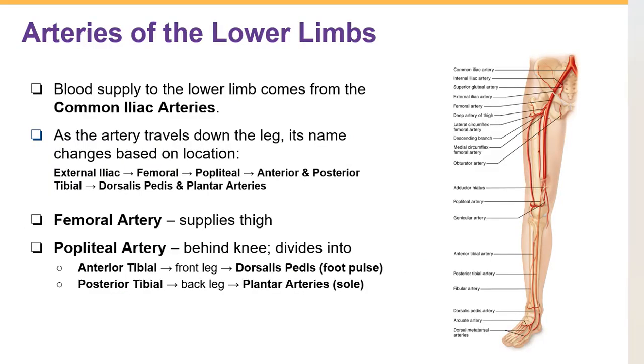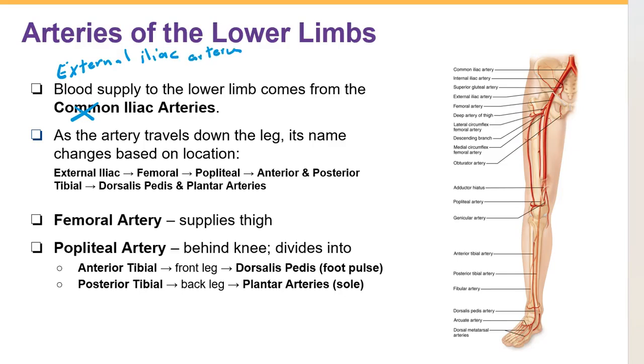Now let's take a look at the arteries of the lower limbs. As I mentioned, the common iliac artery gives the external iliac artery, so we can say the blood supply to the lower limbs comes from the external iliac arteries.